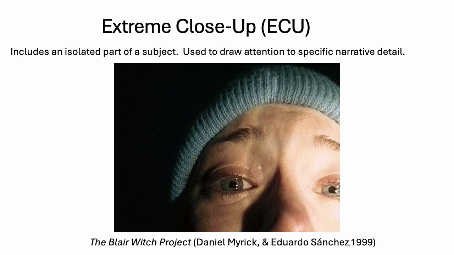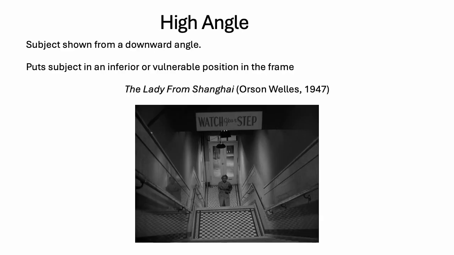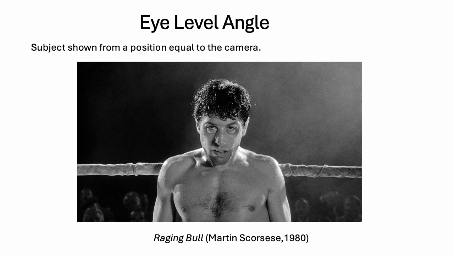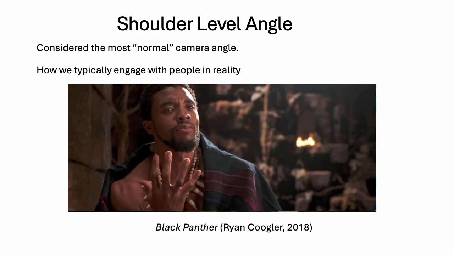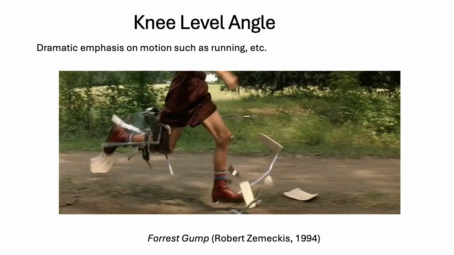Moving on to camera angles, which is defined as the camera height in relation to the subject, ranging from the overhead angle to the ground level angle, including the canted or Dutch angle. I have provided you with examples and descriptions of each of these camera angles and how they apply to the visual language of cinema.